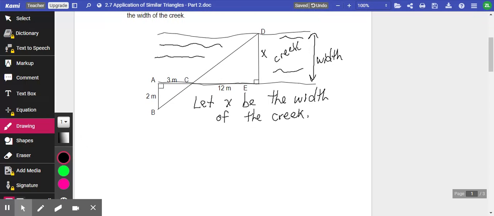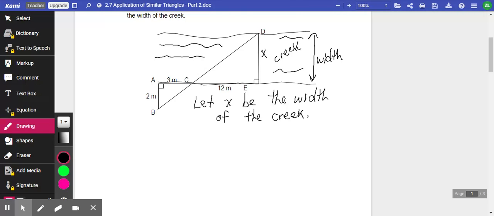So in this case, if we look at ACB or ABC, the triangle, we see that we have the measure of 2 and we have the measure of 3 meters. And then in the other one, CDE, we have the measure of 12 and we have X. So we need to now determine which ratios are alike.